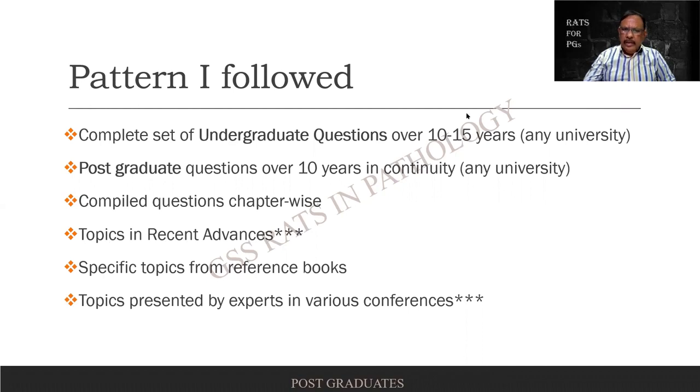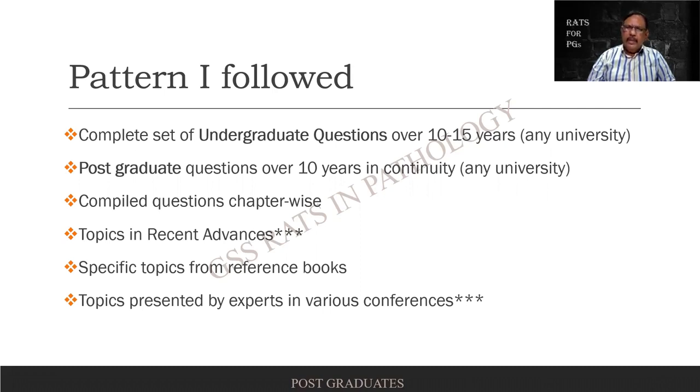And look at each line of this. Complete set of undergraduate questions for a period of 10 to 15 years. Complete is a word. Do not omit 3 or 4 years and then take another set, because that continuity is important. So also the postgraduate questions, as many years as possible. 10 years, if it is going to be 15 years, good. It can be from any one university, preferably 2 universities.